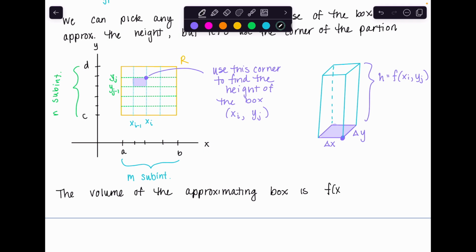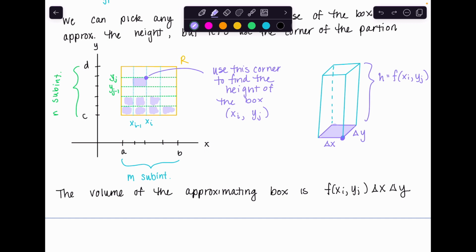So we would take the height times the length and the width. Okay. Then what I'd have to basically do is, on every single one of these grids, use that right corner to find the height. And then you're always going to multiply by delta x and delta y because that's the area of that base.